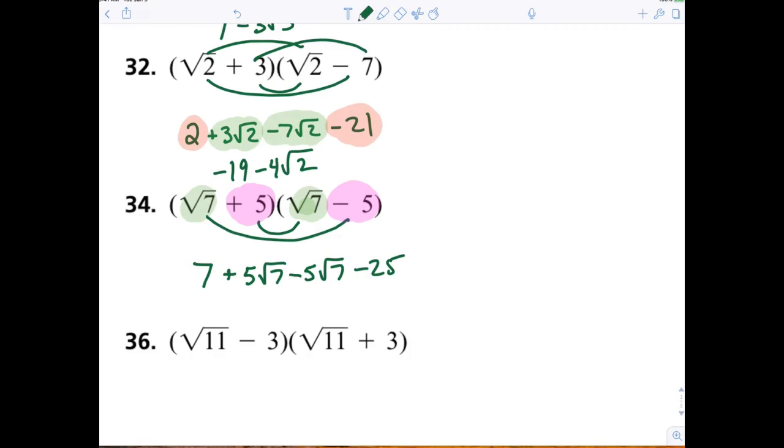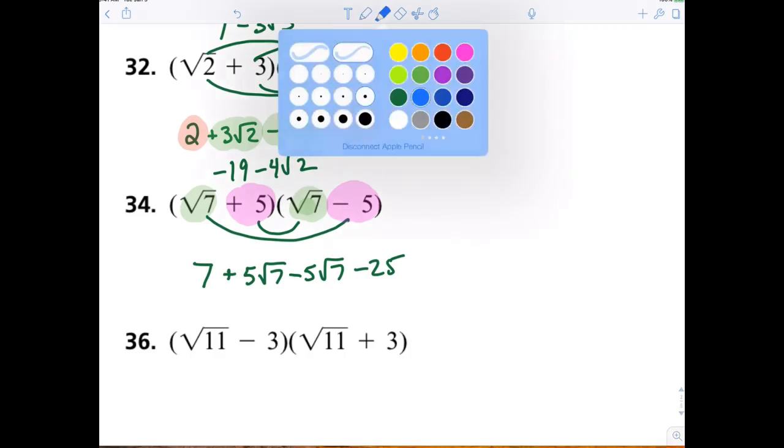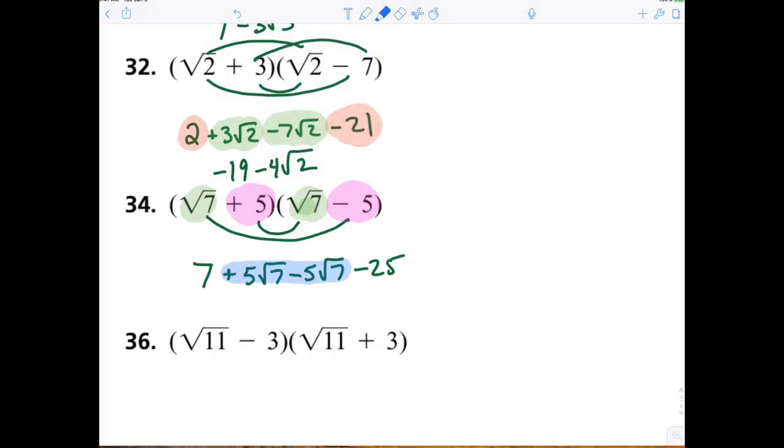Exactly right. You understand that now? It just so happens that on this problem, what happens to the middle terms here? They cancel out. Remember, things are allowed to cancel out. So now you just have 7 minus 25, which is negative 18. Will, you with me? Ben? No problems. Emily, still good?